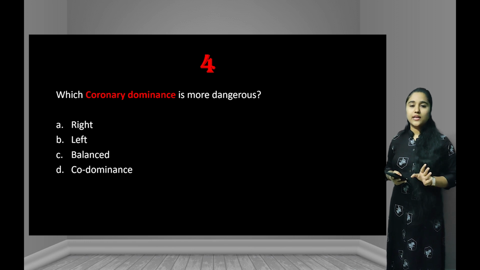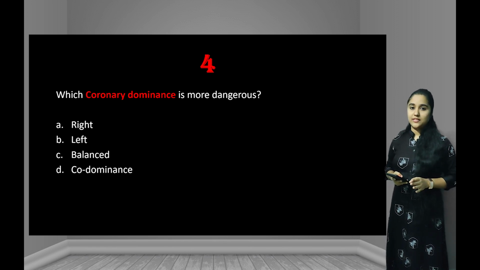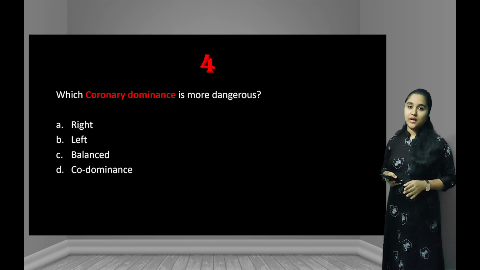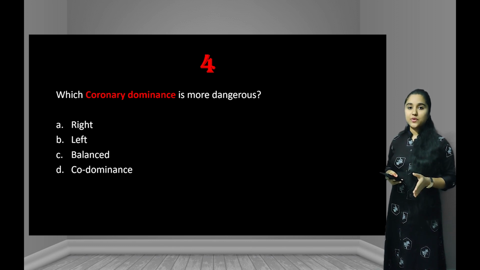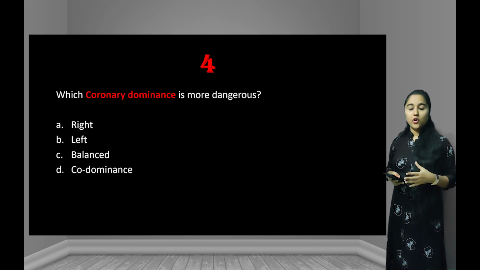So you very well know that the left coronary dominance is more dangerous, because the coronary dominance depends upon one vessel, that is posterior interventricular artery. So if this artery arises from the right coronary artery, it is right coronary dominance. Usually it arises from the right coronary artery. If this arises from the left coronary artery, it is left coronary dominance. And if this artery arises from both the coronary arteries, it is balanced or codominance. Both are the same.